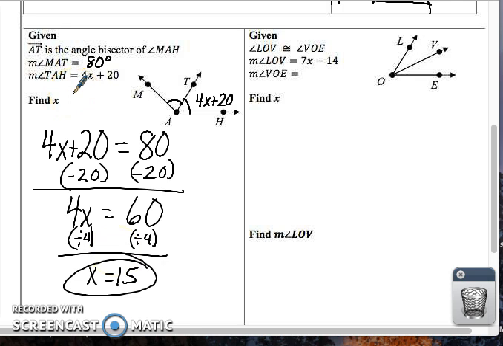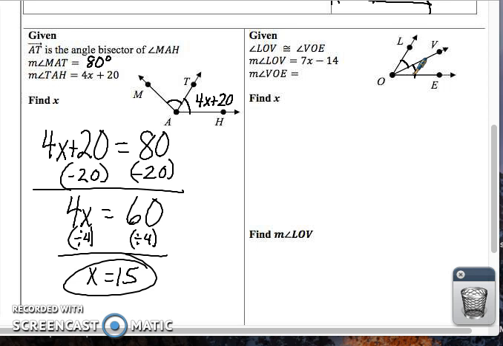So looking at this one. All right, let's take a look at the next one over here. We've got angle LOV. LOV is congruent to angle VOE. So this angle is congruent to this angle. We always want to make sure we put those congruent marks to make life easier on us. And I tell you that the measure of angle LOV equals 7x minus 14.